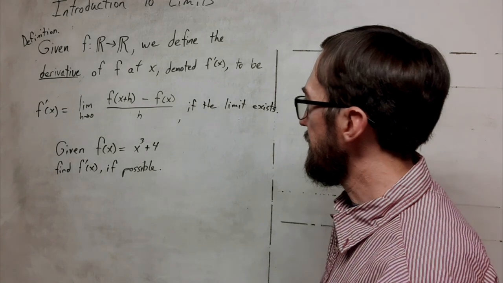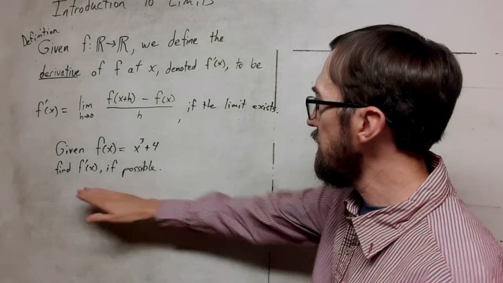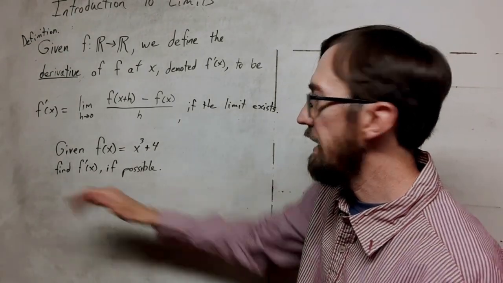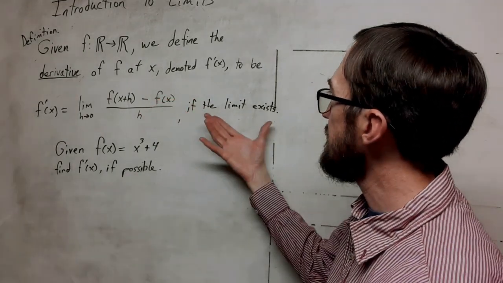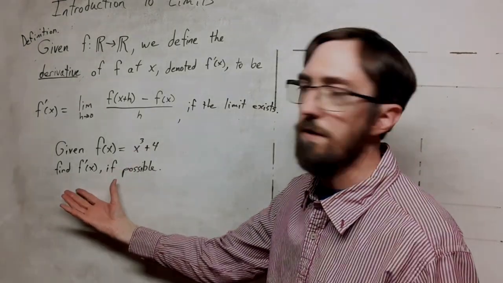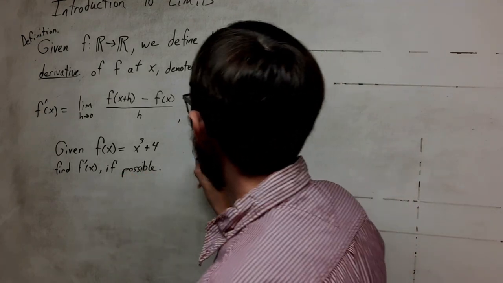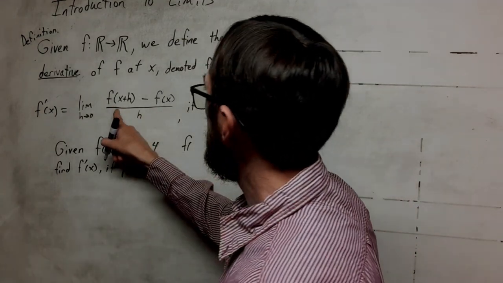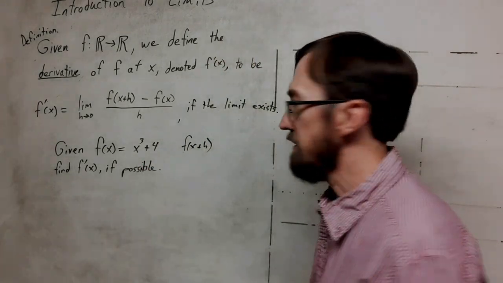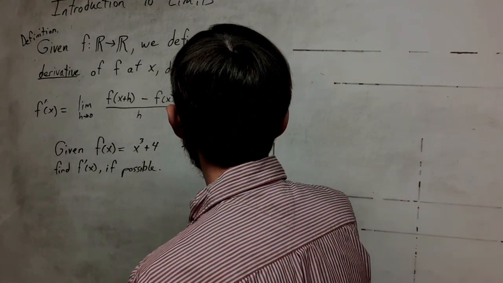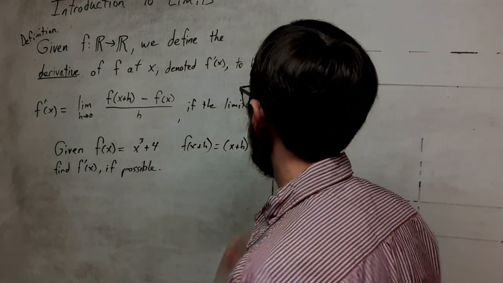The next exercise that we are going to attempt is, given f of x is x cubed plus 4, find f prime of x if possible. The if possible clause is here because when we look at the definition, if the limit doesn't exist, we're not going to be finding the derivative. So first of all, what I like to do is find f of x plus h. So we're going to plug in x plus h, cubed, and then add 4.